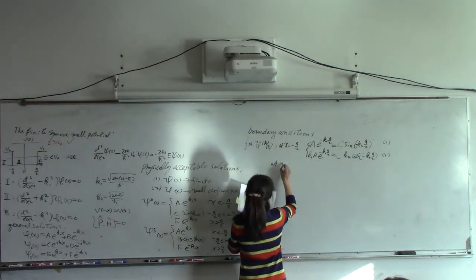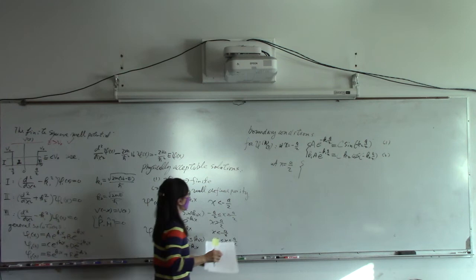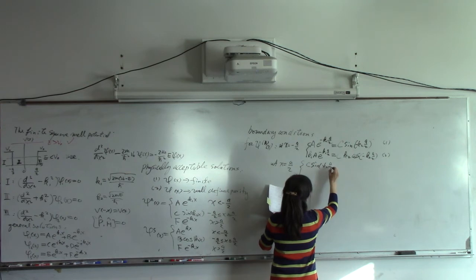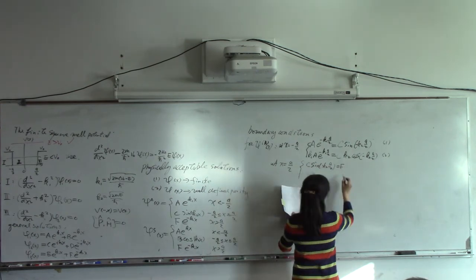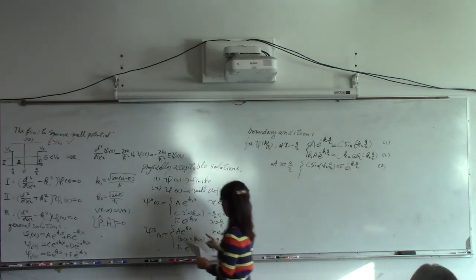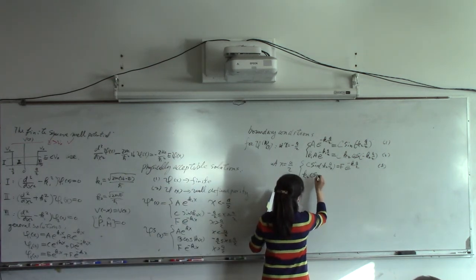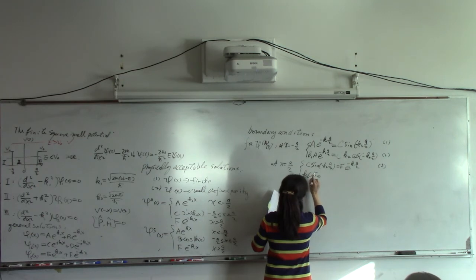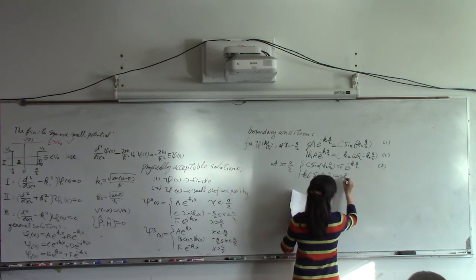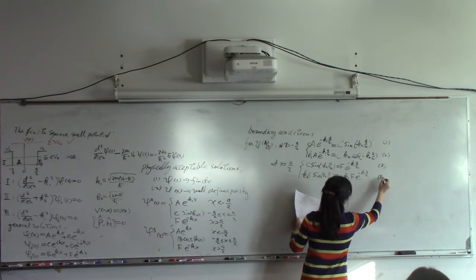Then at x equal to half a, we also have two equations, these two. So first one is C sine K2 half a is equal to F exponential minus k1 half a. Equation 3 is this one. And then the derivative, we have K2 C sine K2 a over 2, and here we have minus k1 F exponential k1 a over 2, equation 4.